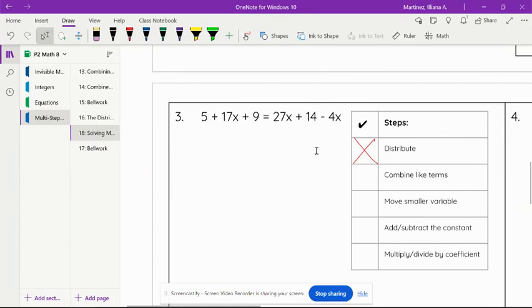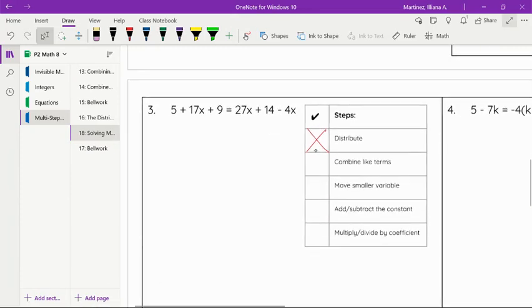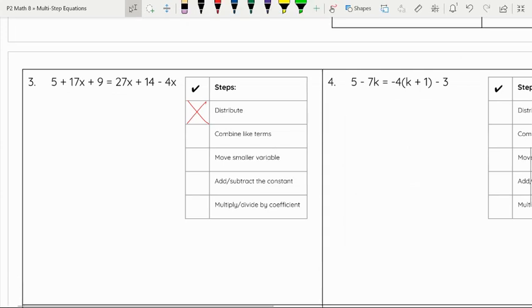All right, so we're going to continue with these notes. Different classes left off in different spots. So we're just going to go over number 3 again. If your class already did it, then that's fine, but just make sure that you're watching the video all the way through.